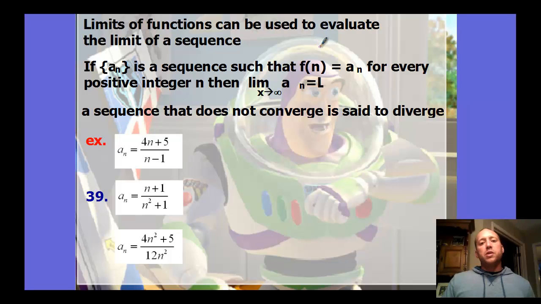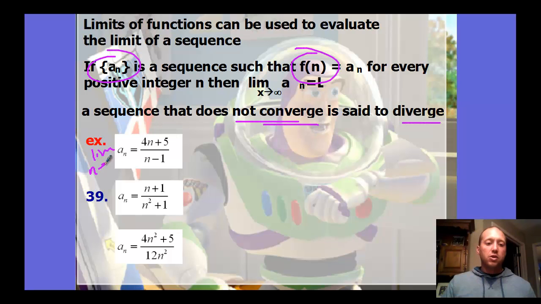So limits of functions can be used to evaluate the limit of a sequence the same way. Our chapter 8 knowledge of sequences can be brought in here, where instead of using the function notation f of n, we're going to be using a_n. So we're looking at, does a sequence converge or not converge? If it does not converge, it's said to diverge. It's the same thing. So you can look at the limit as n goes to infinity.